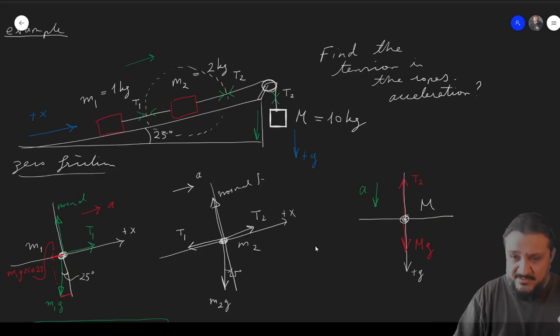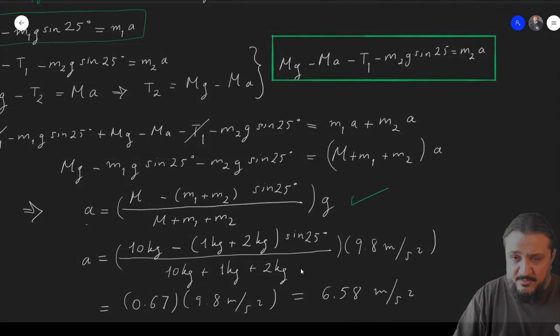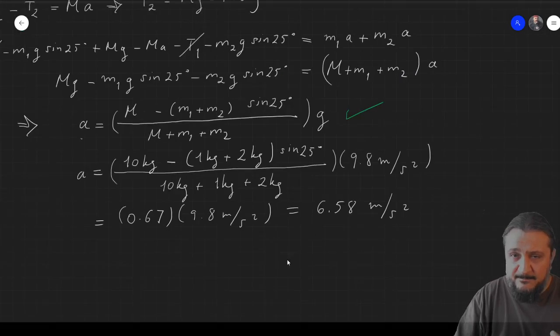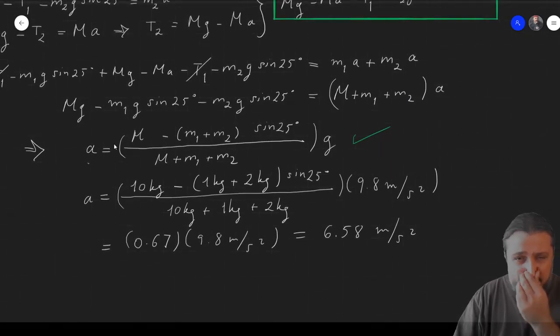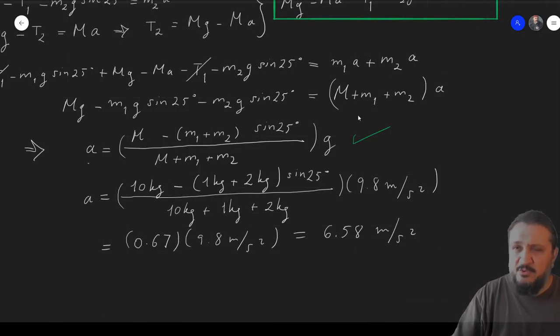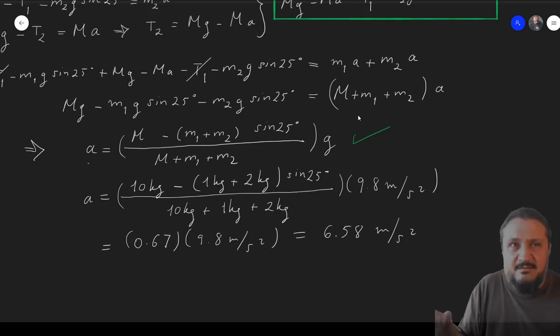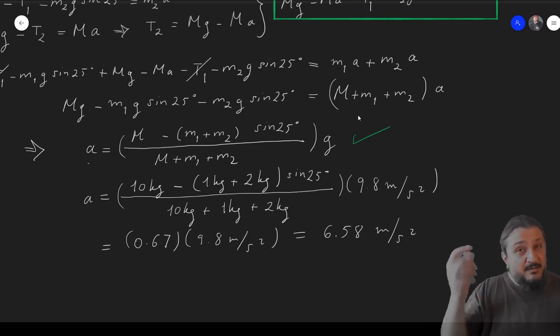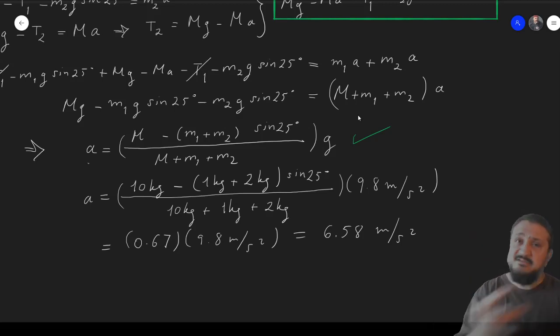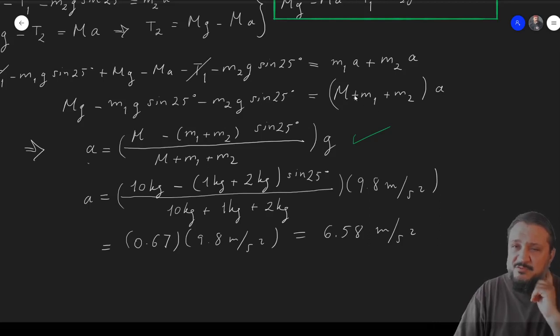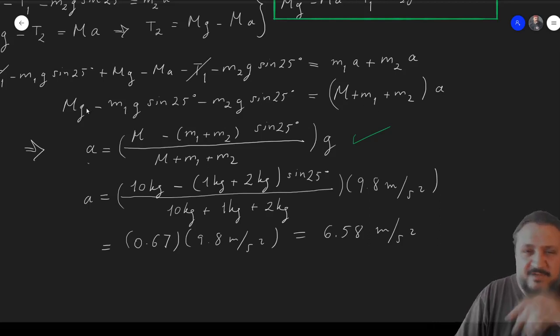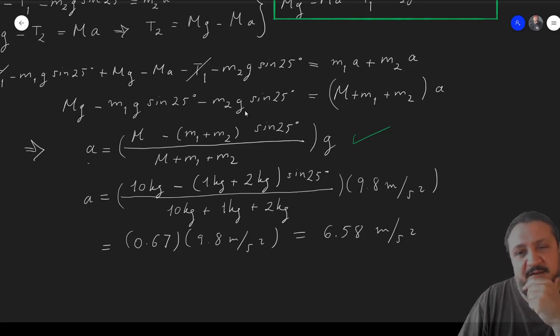So let's go back to the result. Now, if you look at this result carefully, this denominator was over here before we divided it. So the total mass times the acceleration, right? It's still Newton's second law. The mass of the system times this acceleration. So what do we have on the left-hand side then? We have three terms: mg, m1g sine 25, m2g sine 25.